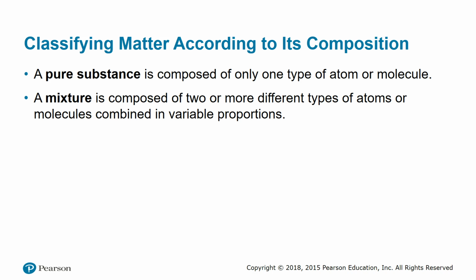So a pure substance is composed of only one type of atom or molecule. So remember, it can be an element or a compound. A mixture is composed of two or more different types of atoms or molecules.